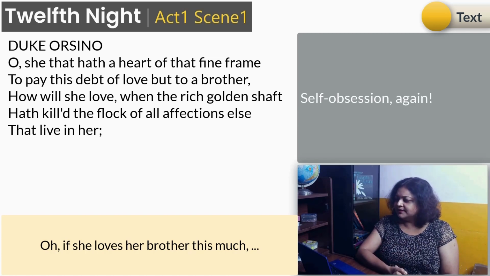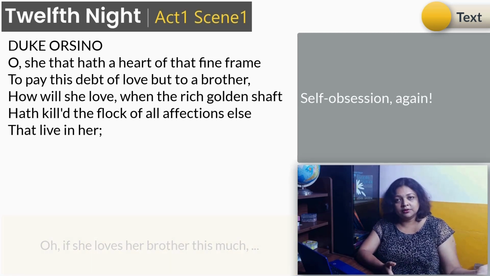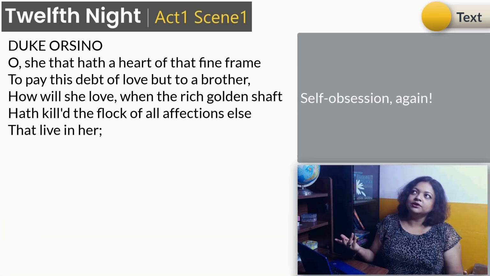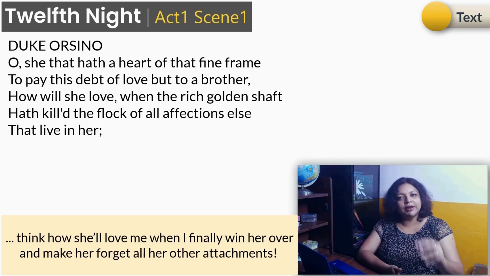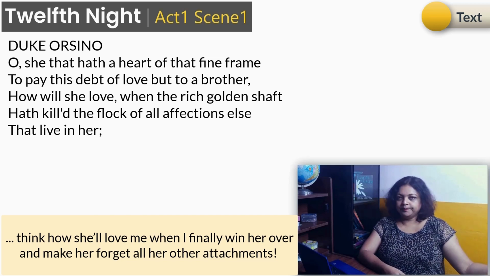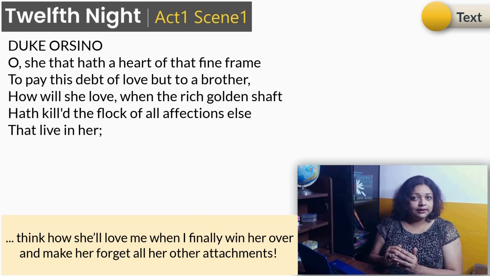Okay. And he says that, okay, she is capable of loving a brother so much. How much will she love when she will marry a man? "How will she love when the rich golden shaft hath killed the flock of all affections else that live in her?" So she has this affection for her brother. So that affection is living in her. If she falls in love with Orsino, then what will happen?